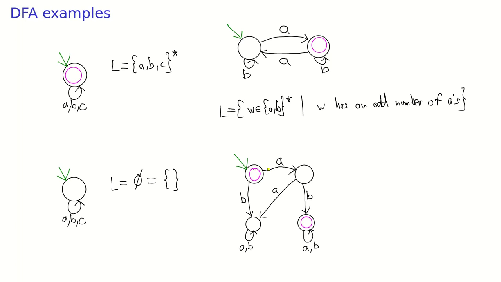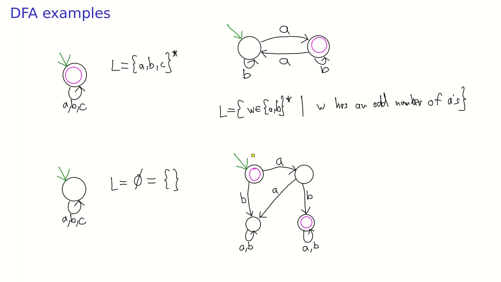Okay, now I completed it. I introduced another state, and now it's really a DFA. Every state has an outgoing A arrow and an outgoing B arrow. So think a moment about what language is recognized by this DFA.